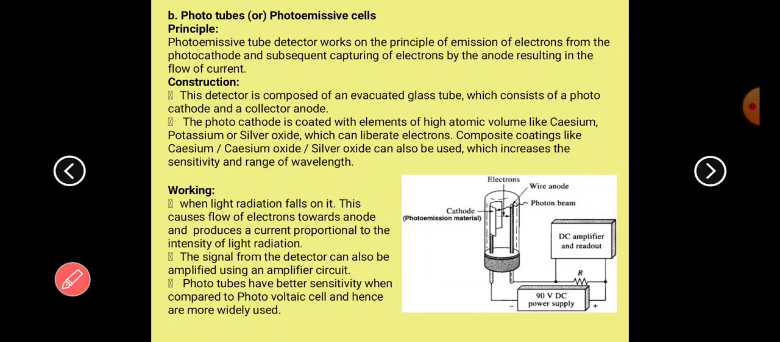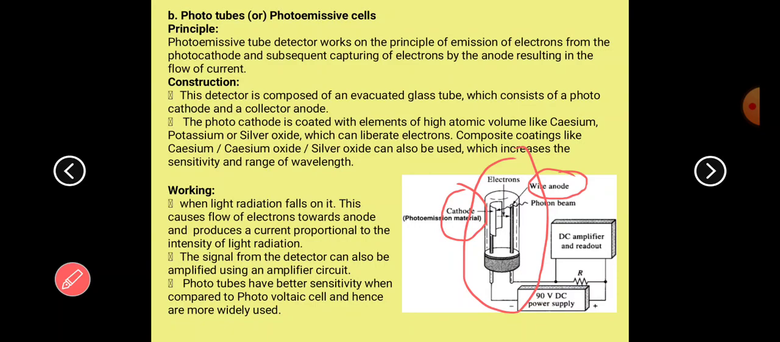Phototubes are photoemissive cells. Here the principle involved in phototubes is emission of electrons from the cathode and subsequent capturing of electrons by the anode, resulting in the flow of current. You can observe the construction of the detector. The detector is composed of an evacuated glass tube. This is the glass tube. And it consists of a photocathode and a wire anode, or collector anode, we can call it.